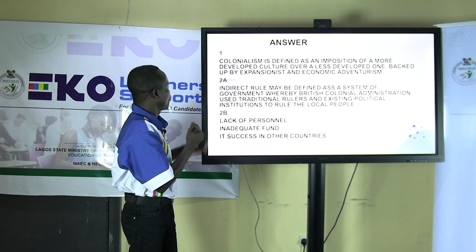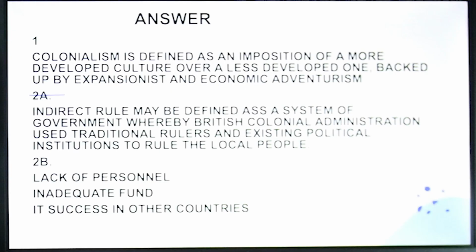These are the answers. Number 1: define colonialism. Colonialism is defined as an imposition of a more developed culture over a less developed one, backed up by expansionist and economic adventurism. 2A: define indirect rule. Indirect rule may be defined as a system of administration whereby the British colonial administration used traditional rulers and existing political institutions to rule the local people.